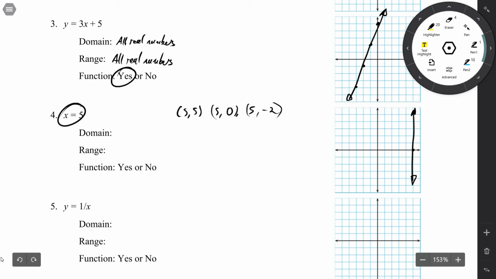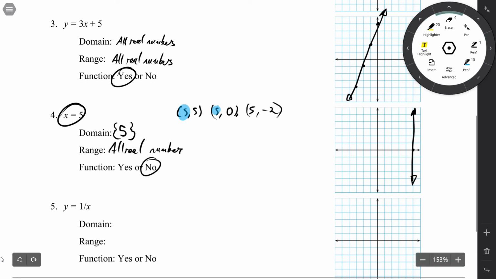We've got 5, -2. We can do anything really, but that first number is always 5. And that first number is our domain. That's our x value. And so that's what our domain is. Our domain is 5. What about the range? There's no restriction on what this could be, so our range is all real numbers. Is this a function? No. It definitely fails that vertical line test. Definitely fails it.